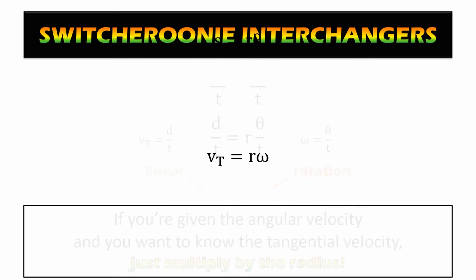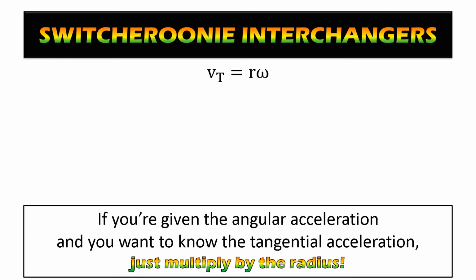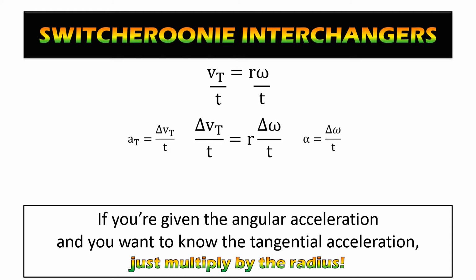All right, so there's actually 2 ways to derive the one for the angular acceleration. We could do a very similar thing where we divide both sides by t, and your change in your velocity over time is your acceleration, and your change in your angular velocity over time is your angular acceleration, and we just substitute in those values again. Boom, another Switcheroonie interchanger that we can use to go from linear to rotation for your acceleration.